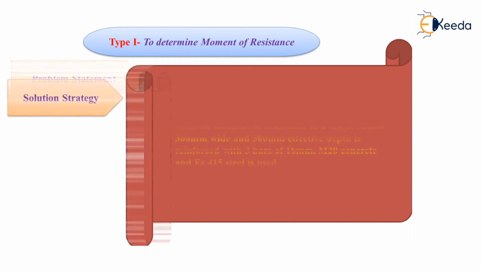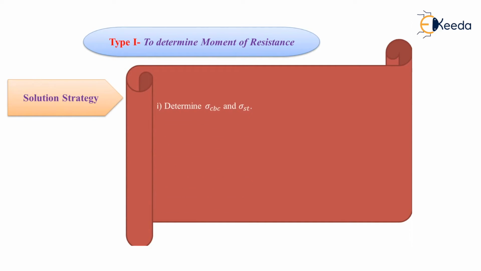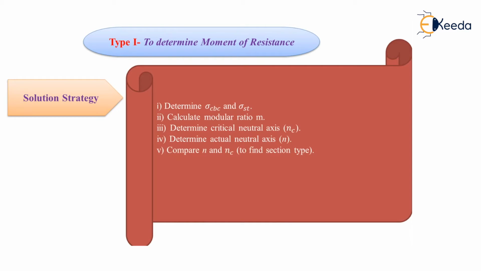Now what will be our solution strategy? We will first determine sigma CBC and sigma ST from table number 21 and 22 of IS 456-2000. Then we have the formula for modular ratio, that will be our second step. Third, we will determine the critical neutral axis, that is NC. Then we will determine the actual neutral axis, that is N, and compare both N and NC, that is, the actual neutral axis and the critical neutral axis. Why? To find out the section type, whether our section is balanced, under reinforced or over reinforced. Finally, we will find the moment of resistance according to our section type.